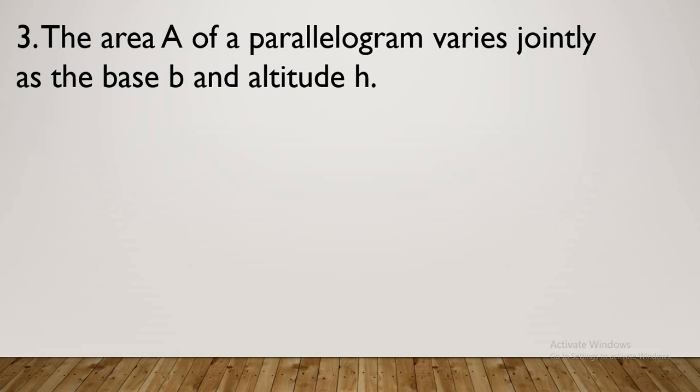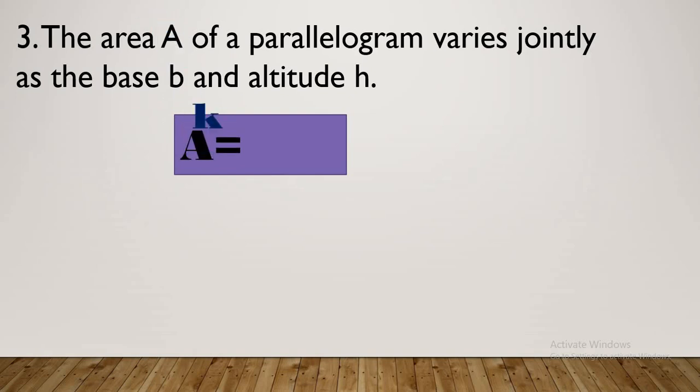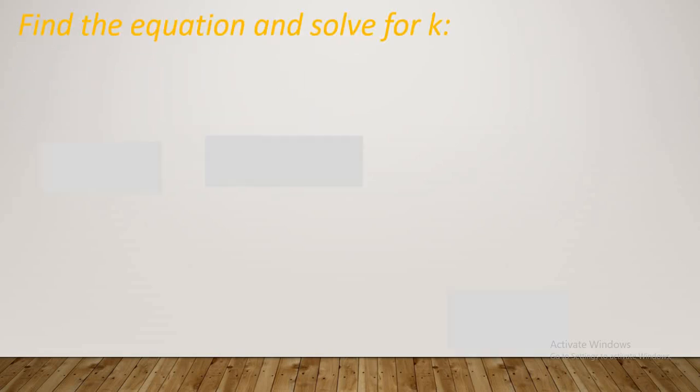The area A of a parallelogram varies jointly as the base B and the altitude H. So we can simply write it as A, big letter A, is equal to K, small letter B, and small letter H. Find the equation and solve for K. So we are now looking for the constant of variation.